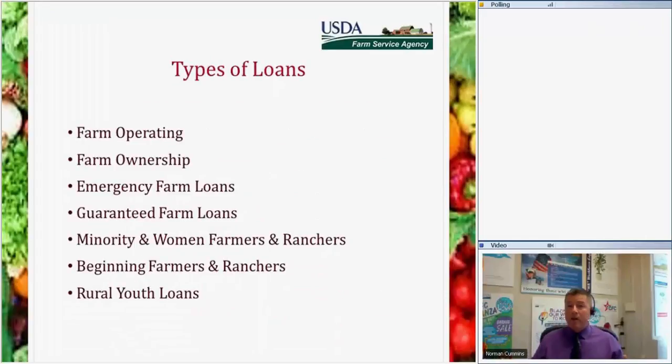So what type of loans do we have out there? For me, I work on the direct side. So for the direct side, we're going to have farm operating. We have farm ownership. And I'll discuss those in a little bit more detail, the requirements, the eligibilities for that, and kind of what we look for as far as security.